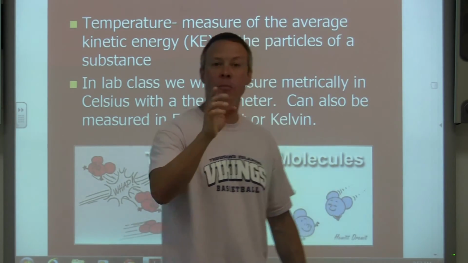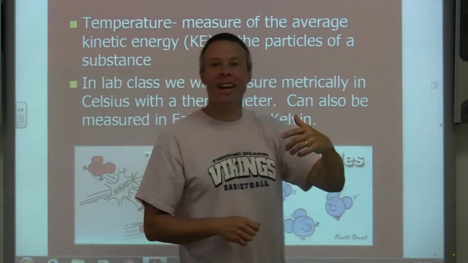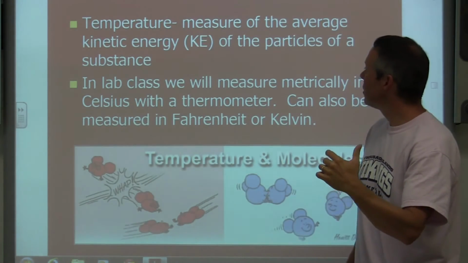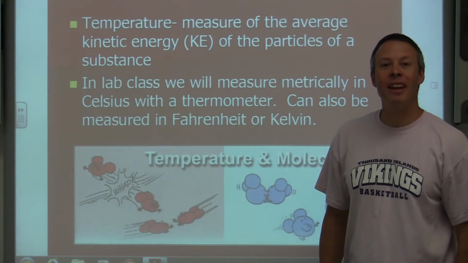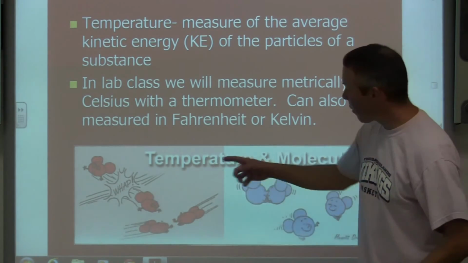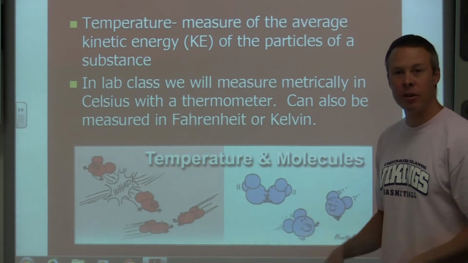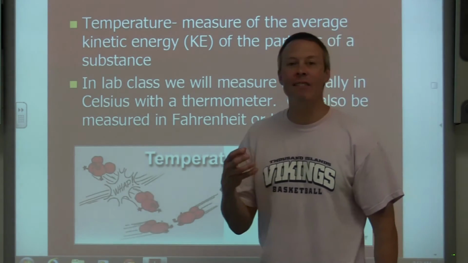I like this definition much better. It's a measure of the average kinetic energy of the particles in a substance. So how much kinetic energy they have. Kinetic energy is the energy of motion. So are those particles moving fast, or are those particles moving slow? That is temperature. And that's not something you can just easily determine.